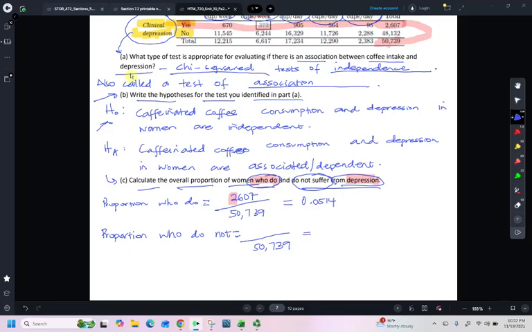And the proportion who do not would be 48,132 out of that number. That is the same as simply saying 1 minus 0.0514, and you get 0.9486.